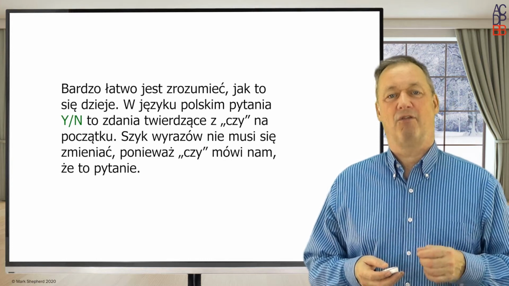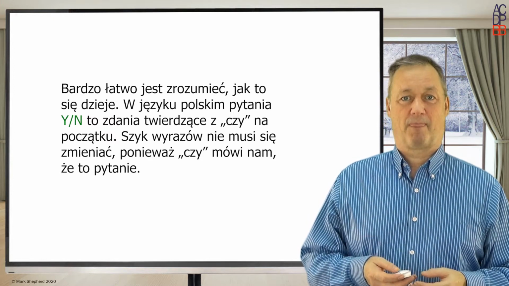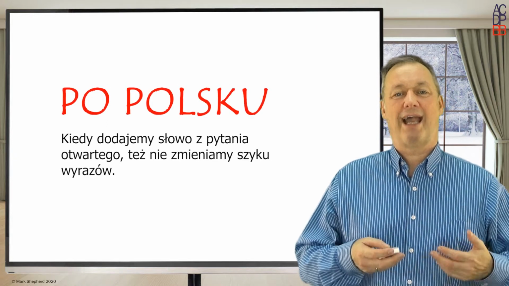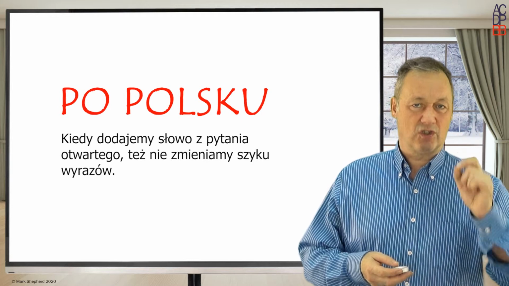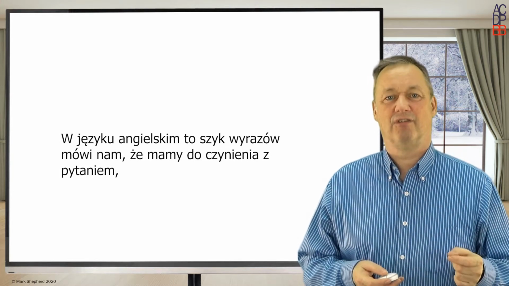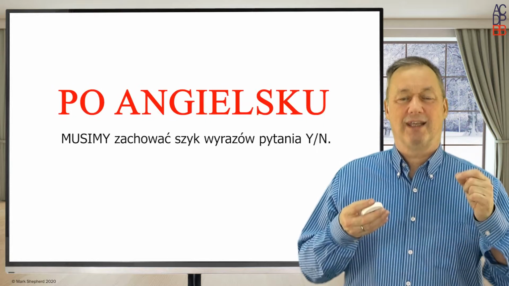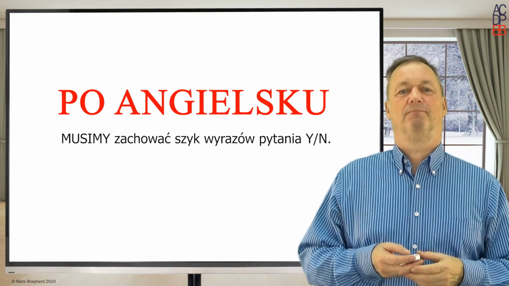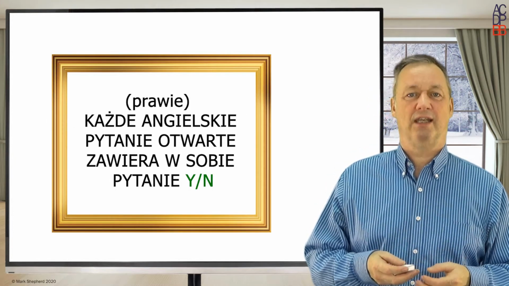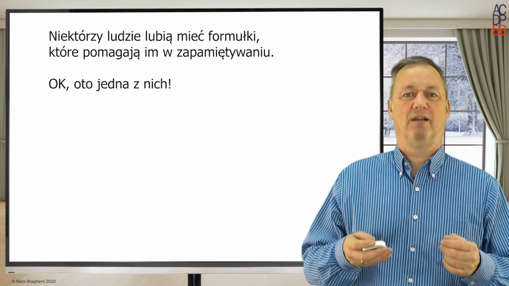It's very easy to understand how this happens. In Polish, the yes-no questions are statements with czy in front of them. The word order does not need to change because the czy tells us it's a question. When we add the open question word, we don't change the word order. In English, the word order tells us that it is a question. So when we add the open question word to the yes-no question, we must keep the word order of the yes-no question. Another way of thinking about this would be to say almost every open question in English has a yes-no question inside it.